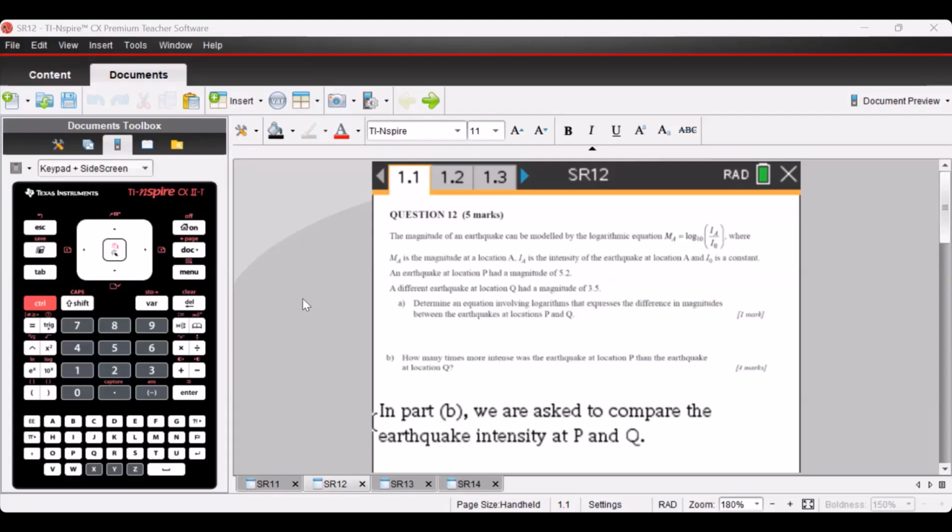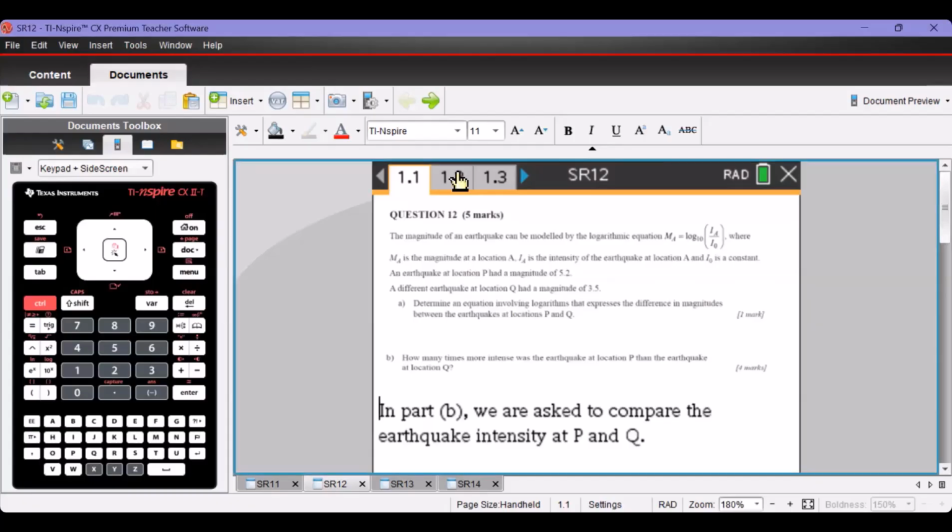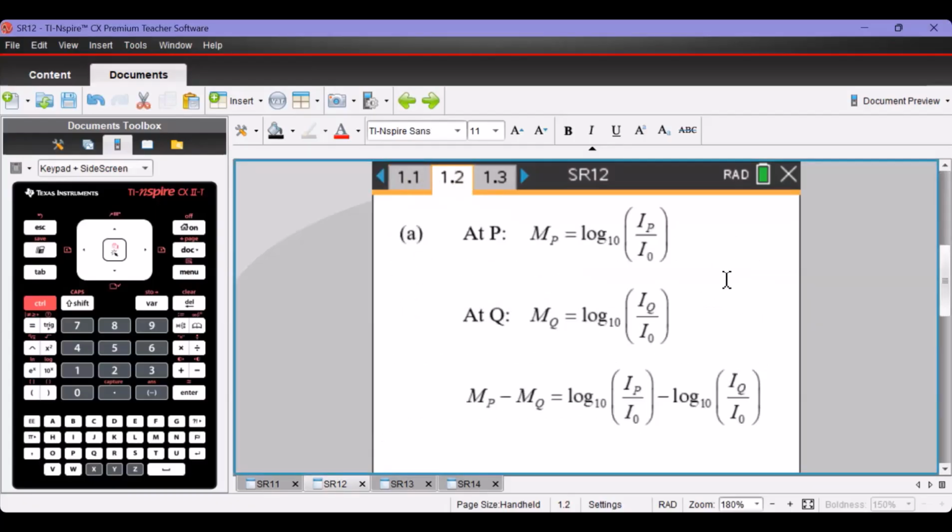It's a 1-mark question, and you cannot use your Inspire for this. This is by hand or pen and paper mathematics. So at P, m subscript P is equal to log to the base 10 of I subscript P on I naught. And at Q, the magnitude MQ is equal to log to the base 10 of IQ on I naught. It's just a matter of forming the difference between those two.